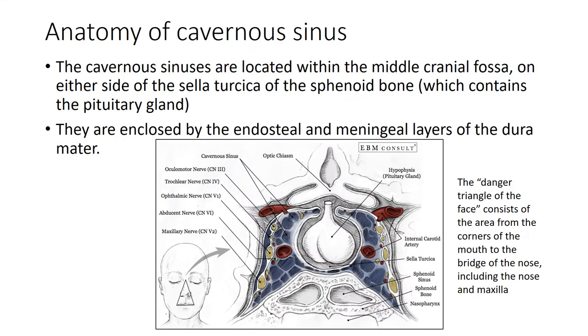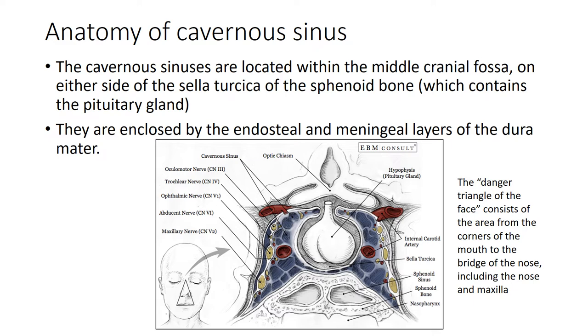Now let's look at the anatomy of the cavernous sinus. The cavernous sinuses are located within the middle cranial fossa on either side of the sella turcica of the sphenoid bone, which contains the pituitary gland. They are enclosed by the endosteal and meningeal layers of the dura mater.